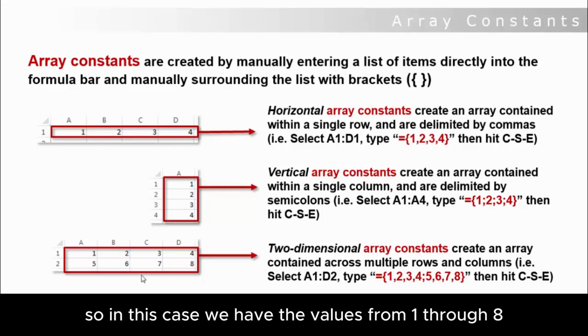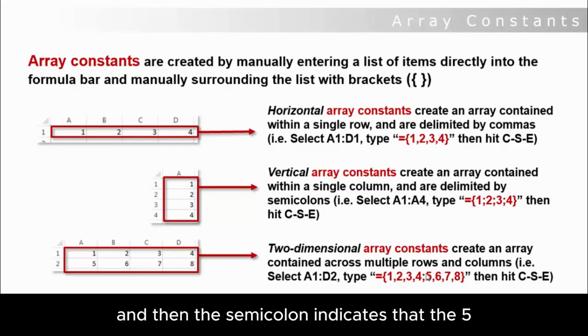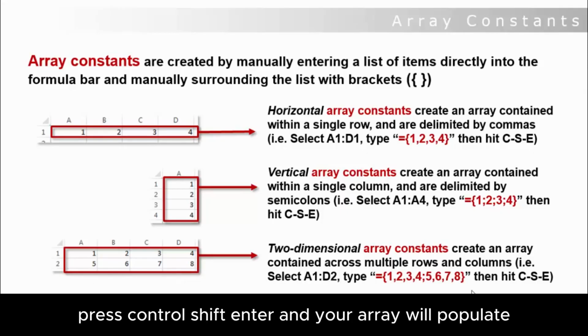So in this case, we have the values from 1 through 8, and since 1, 2, 3, and 4 all fall in the same row, those are separated with commas, and then the semicolon indicates that the 5 is starting on the second row, back in column A. So again, press Control-Shift-Enter, and your array will populate.